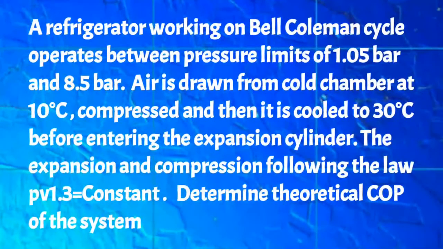A refrigerator working on the Bell-Coleman cycle operates between pressure limits of 1.05 bar and 8.5 bar. Air is drawn from the cold chamber at 10 degrees Celsius, compressed, and then cooled to 30 degrees Celsius before entering the expansion cylinder. The expansion and compression follow the law PV^1.3 = constant. Determine the theoretical COP of the system. So this was the given question.